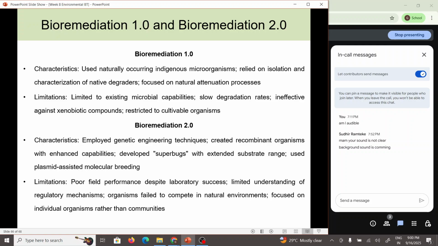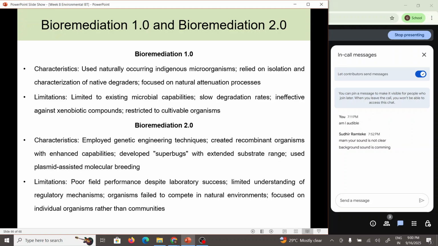In bioremediation 2.0, we are trying to engineer the microorganism itself. So, if an organism is able to degrade some antibiotics, but the rate is very slow, we are trying to clone the particular gene and then enhance the rate of antibiotic degradation in the microorganism. So this is bioremediation 2.0, and each of this stream has its own advantages and disadvantages.